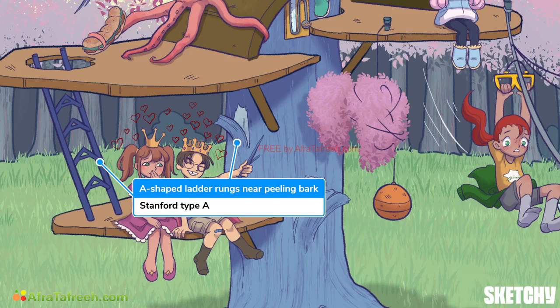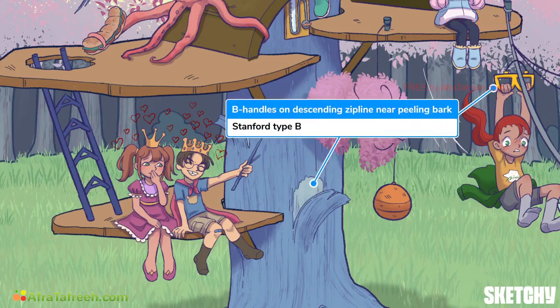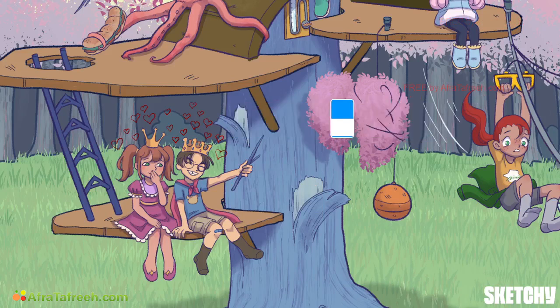There are several classification systems, but the Stanford system is the easiest to remember. If the dissection involves anywhere of the ascending aorta, including the arch, it's a Stanford type A dissection, which you can remember with A for ascending, and also these A-shaped ladder rungs. See, we told you they'd be important to remember. If it's only in the descending aorta, it's B-shaped. So check out these B-shaped descending zipline handles to help you remember that.